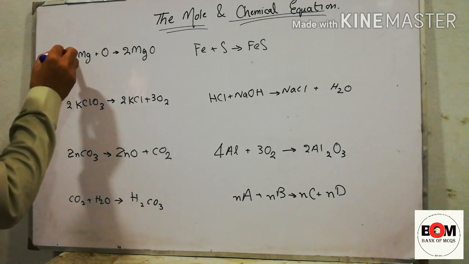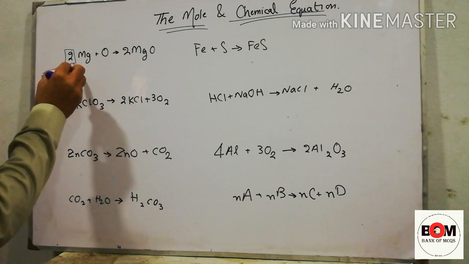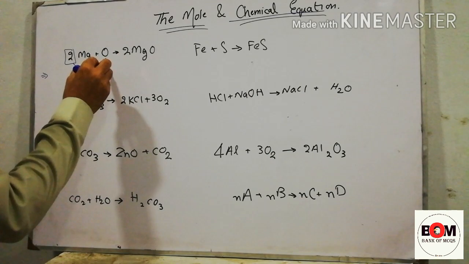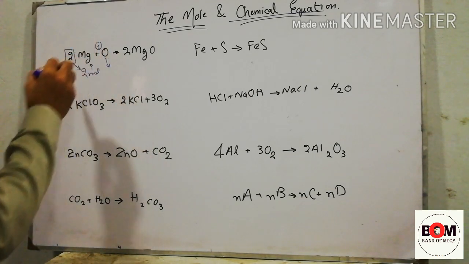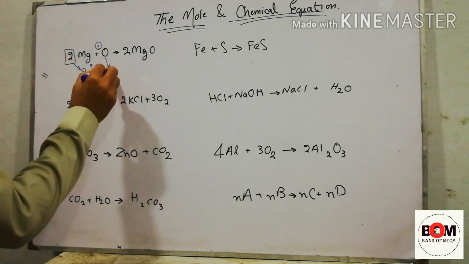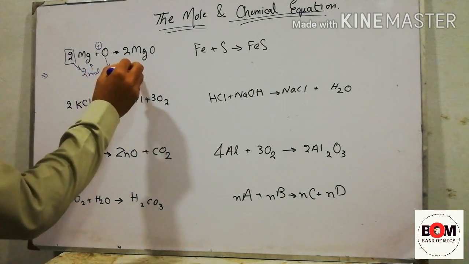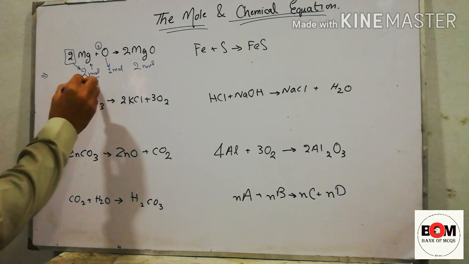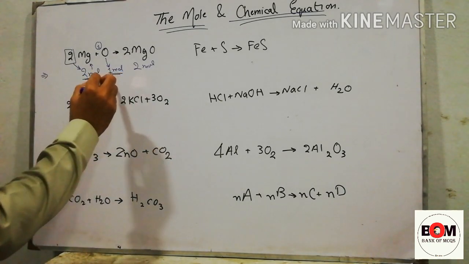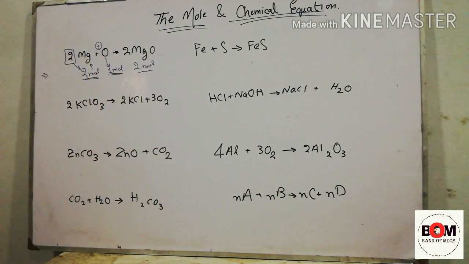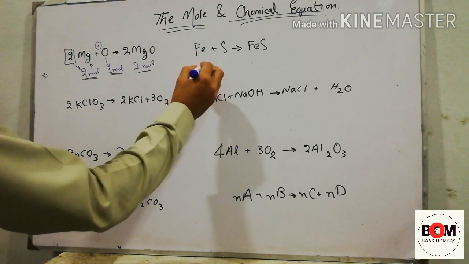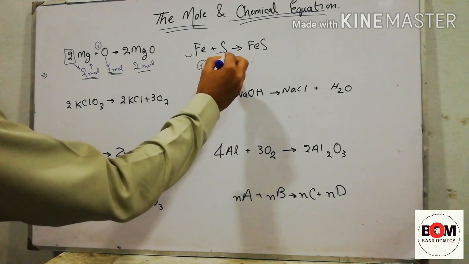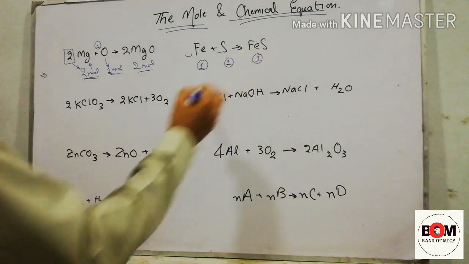So what does this 2 mean? So this 2 means that 2 mole magnesium react with, here is 1, but generally we do not write it, 1 mole of oxygen, and this 2 means 2 mole of MgO. So the equation means that 2 mole magnesium react with 1 mole oxygen and form 2 mole MgO, and so on. Here it is 1 but we didn't write it. 1 mole Fe reacts with 1 mole sulfur and forms 1 mole FeS.